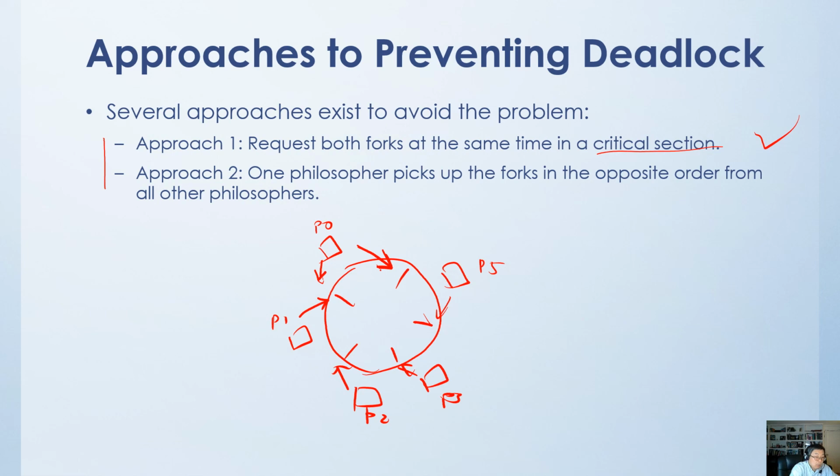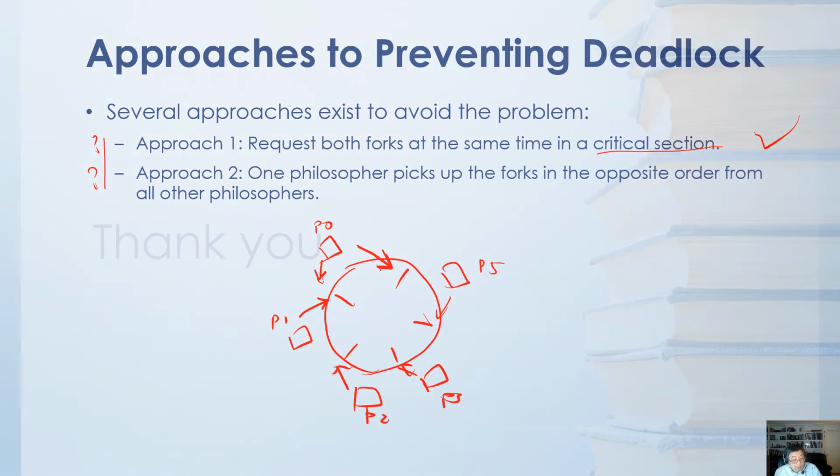Now, we try to break this using approach 2. I'm going to give you a homework assignment: you need to explain to me why approach 2 solves the problem. Of course, there are some more approaches. One example is that you only allow 4 philosophers to compete. You just remove one of the philosophers, and think about why this works. I think that's pretty much all for module 4. Thank you.